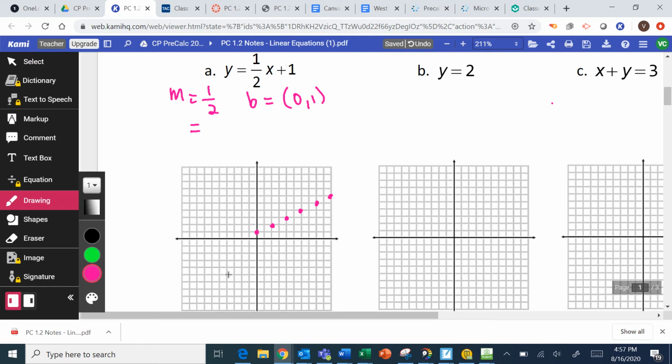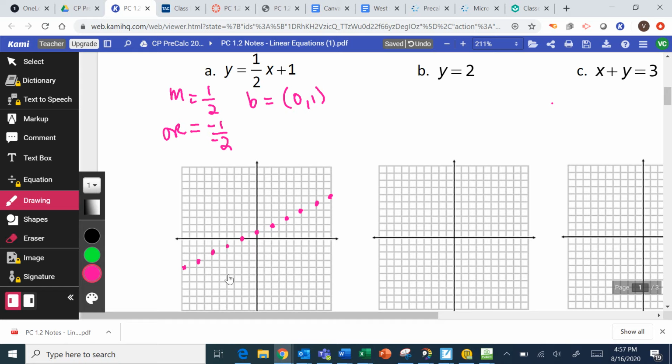Just in case you have trouble going one direction, you can also go the other direction. You just take 1 over 2 and switch it to negative 1 over negative 2. If I take two negatives and divide, I still get a positive. So if I go down 1, left 2, down 1, left 2, down 1, left 2, I will still be on that same line. We have the same steepness throughout the whole line.